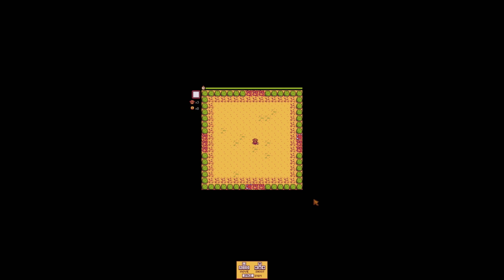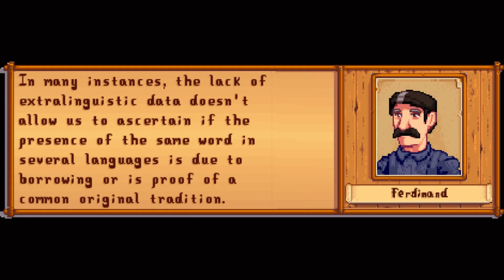A third cause for uncertainty is the existence of loanwords. His example is the word for hemp, which entered the Mediterranean languages late and the Northern European languages even later. However, the original name stuck around, being loaned from a Uralic language. As he says, in many instances, the lack of extra-linguistic data doesn't allow us to ascertain if the presence of the same word in several languages is due to borrowing or is proof of a common original tradition.